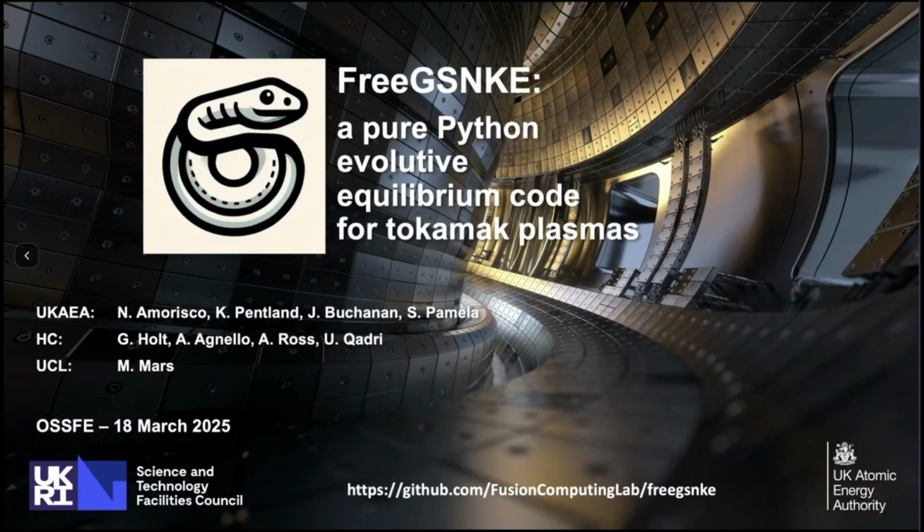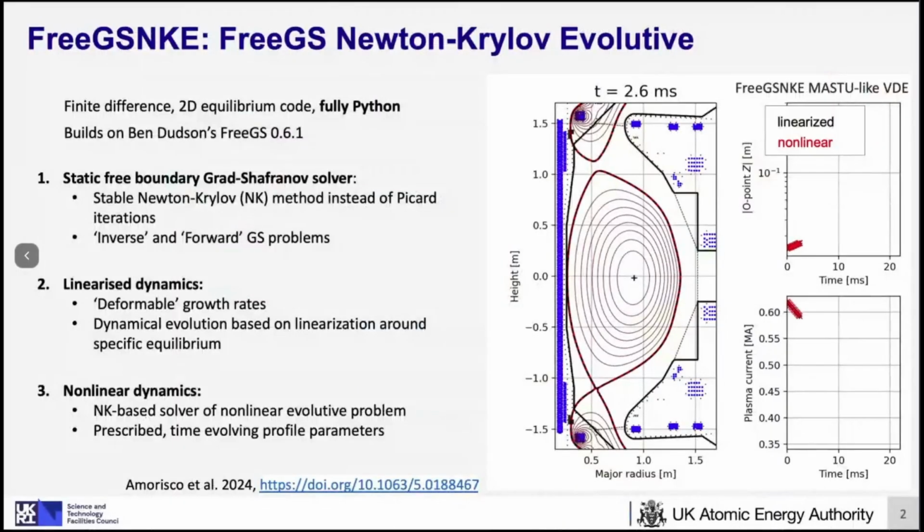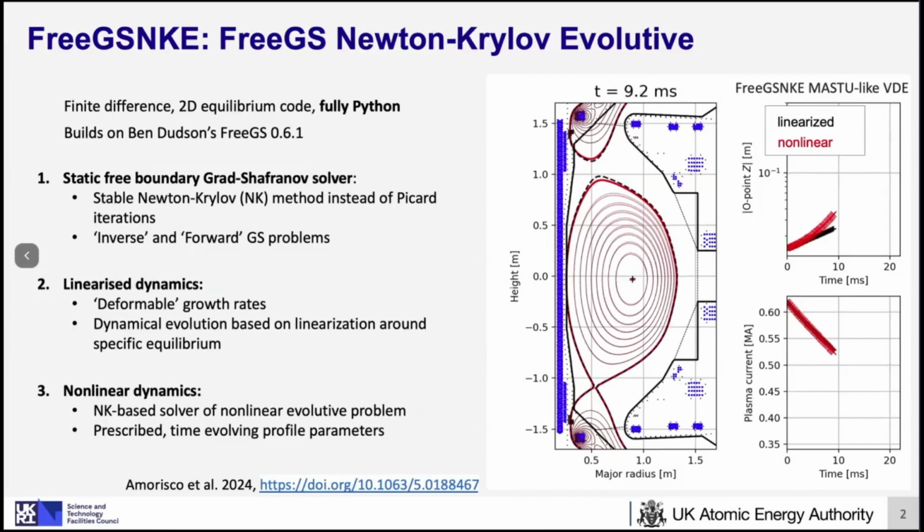I'm going to be talking about an evolutive equilibrium code called FREEGSNKE that we developed within a collaboration between the UK Atomic Energy Authority and the Hartree Centre, which is part of the Science and Technologies Facilities Council in the UK. So first of all, what is FREEGSNKE and what can it do for you? What can you use it for?